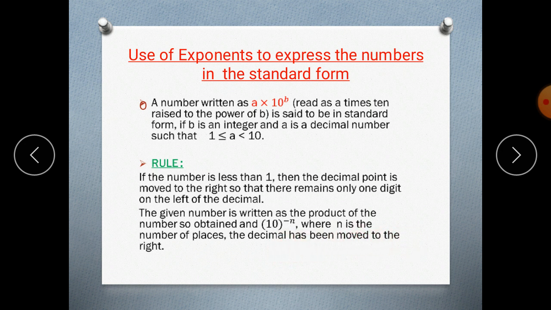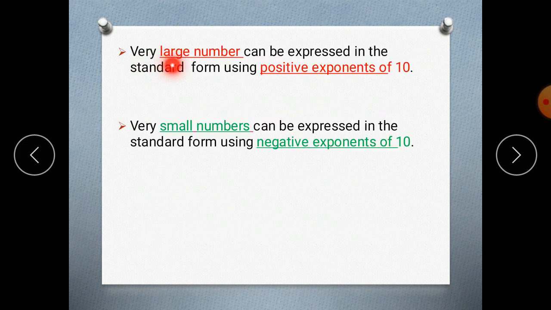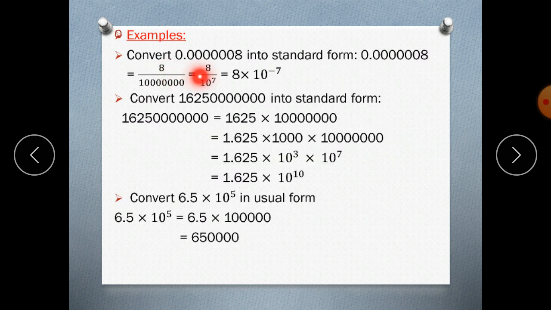Let us see examples. Before that, you need to note certain things. Very large numbers can be expressed in standard form using positive exponents, and very small numbers can be expressed in standard form using negative exponents of 10. Convert 0.000008 into standard form. How many digits do you have after the decimal? There are 7 digits, so we put 7 zeros in the denominator. So you have 8 upon 10 raised to 7. When you shift 10 raised to 7 from the denominator to the numerator, according to the previous laws, we have 10 raised to minus 7. So this is in standard form, and your a is less than 10.